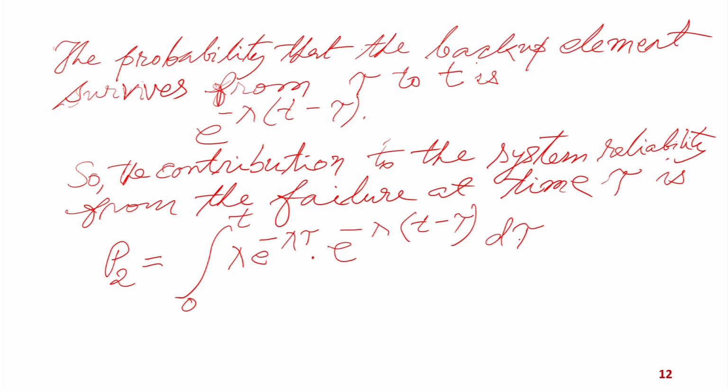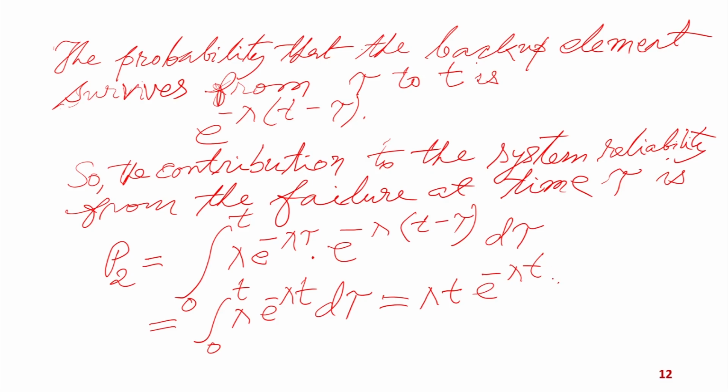So, if we perform this integration, we will get 0 to t lambda, then e to the power minus lambda t. So, this term and this term inside will cancel each other. So, I can write it as lambda e to the power minus lambda t into d tau. It should be d tau, not dt. So, if you do the integration, you will get lambda multiplied by t, then e to the power minus lambda t.